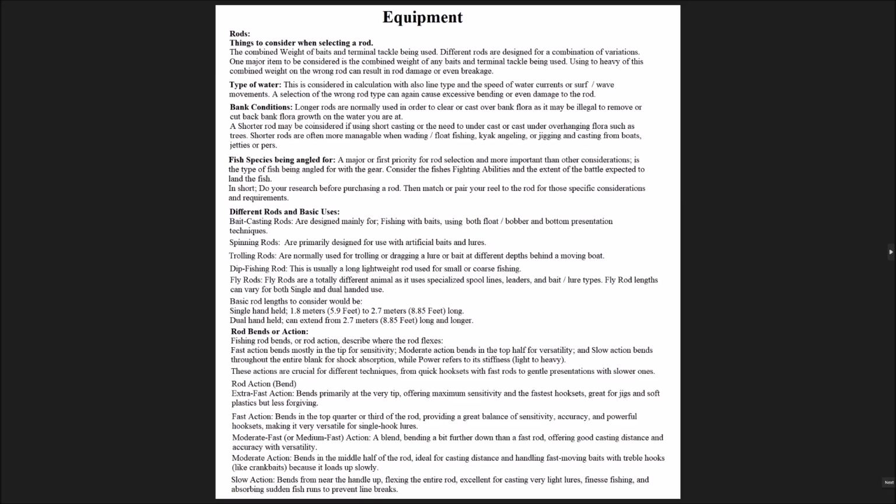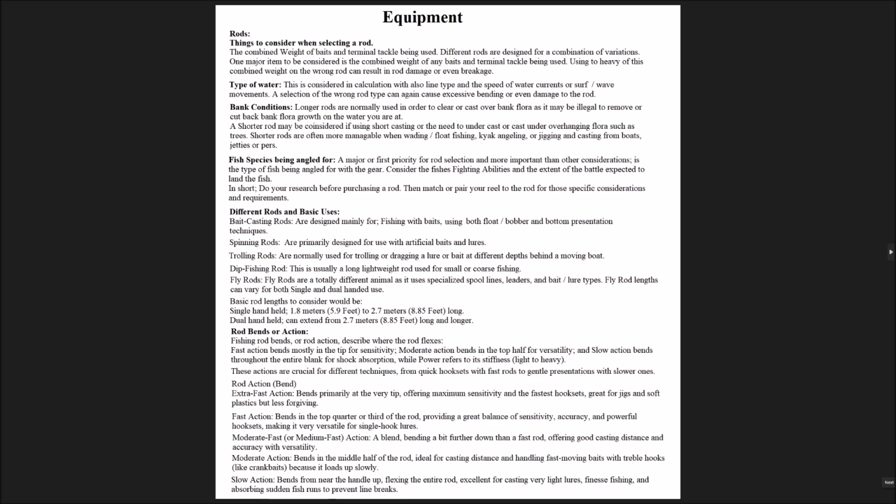Rods. Things to consider when selecting a rod. The combined weight of baits and terminal tackle being used. Different rods are designed for a combination of variations. One major item to be considered is the combined weight of any baits and terminal tackle being used. Using too heavy of this combined weight on the wrong rod can result in rod damage or even breakage.